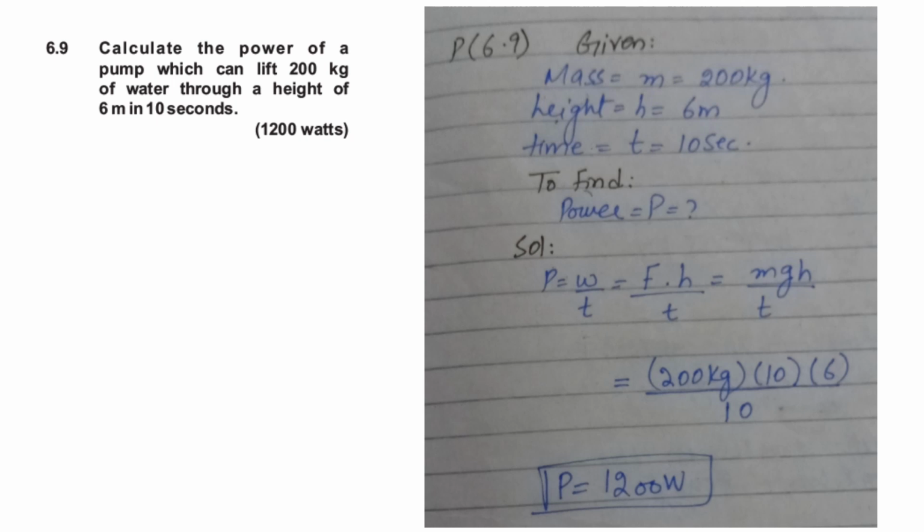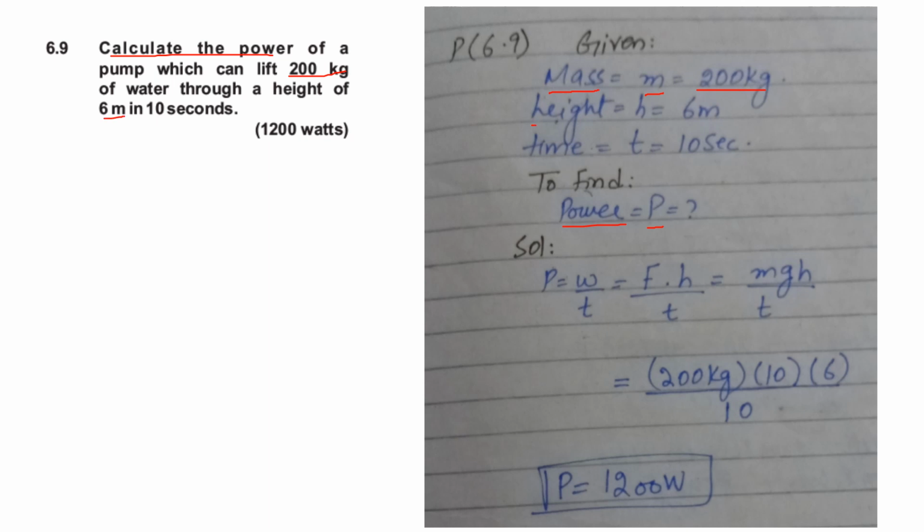So we are going to start 6.9, and 6.9 is: calculate the power of a pump which can lift 200 kg of water through a height of 6 meter in 10 seconds. So we have to find out the power, which is represented by P, of a pump which can lift 200 kg of water. It means the mass of water is given to us, that is m, which is equal to 200 kg of water through a height of 6 meter.